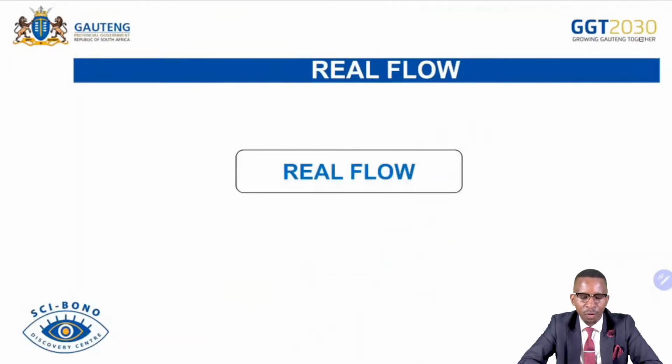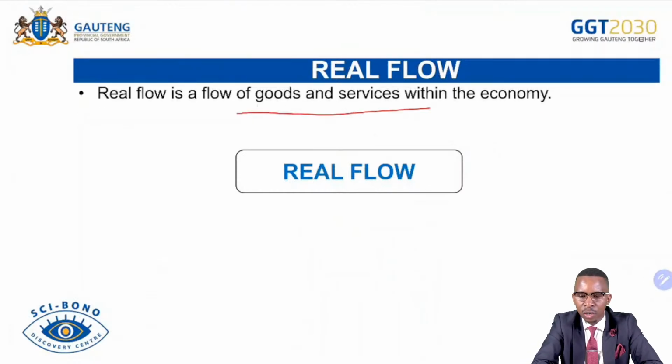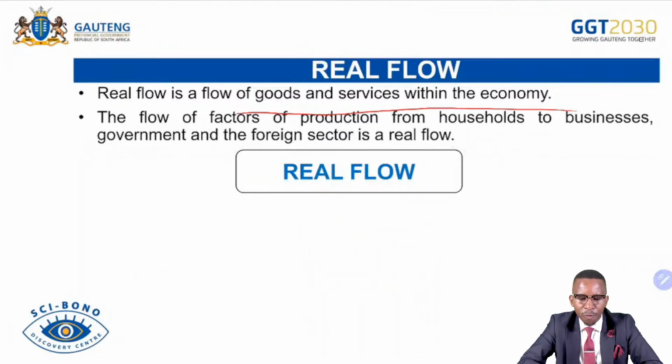So here is the real flow. Real flow explained is a flow of goods and services within the economy. And then we continue. The flow of factors of production from household to businesses, government, and the foreign sector is known as a real flow. If ever factors of production are moving from the household, sold to the government, sold to businesses, sold to the foreign sector, that is known to be a real flow.